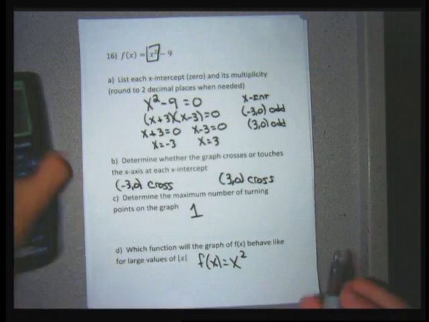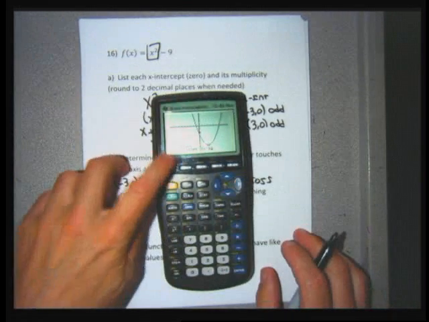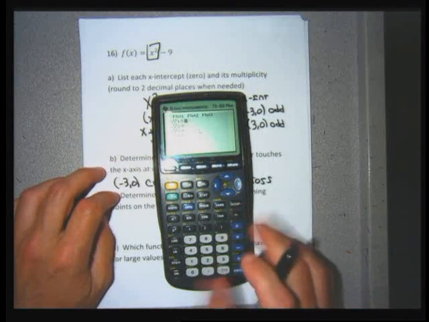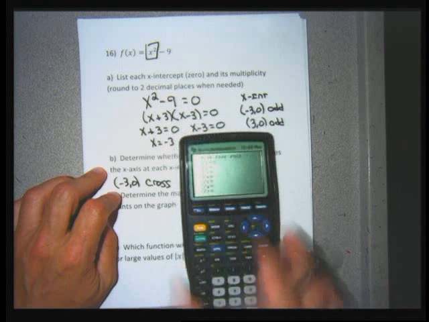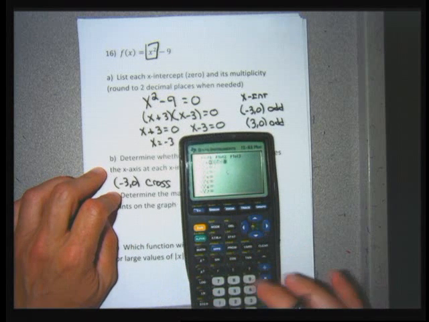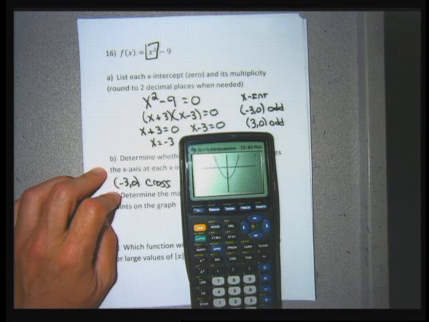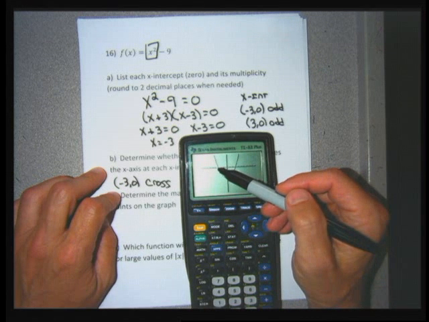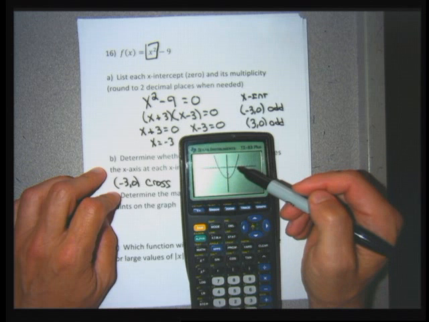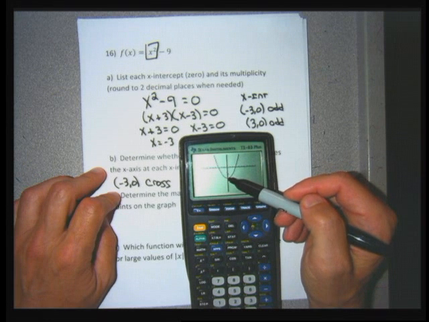I'm going to sketch a graph. Y equals x squared minus 9. Hit my graph button. I have that same window. It seems to work fine. There's an x-intercept at negative 3 where the graph crosses the x-axis. There's an x-intercept at 3 where the graph crosses the x-axis. That's going to be the point (0, -9).